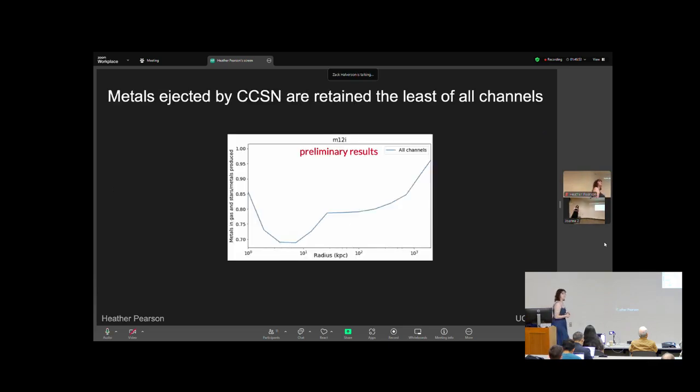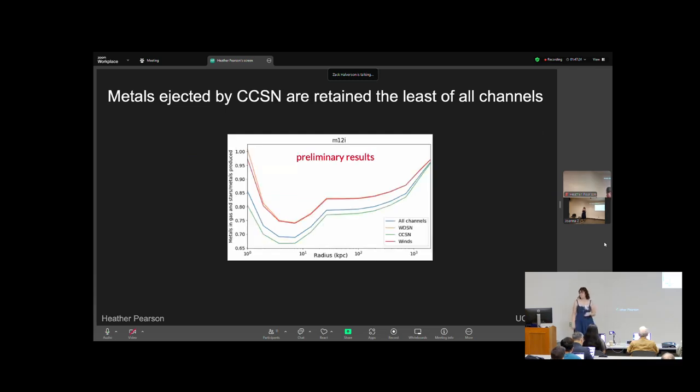We can also split this result into looking at different channels using the element tracers. This plot is very similar to the last one we looked at, except now this is for all metals instead of just iron. If we split this into channels, you can see that the metals ejected by core collapse supernova are retained the least out of all the channels. We think that's because core collapse supernova occur very close together in time, and so a lot of them tend to go off at once and eject metals beyond the edge of the galaxy.